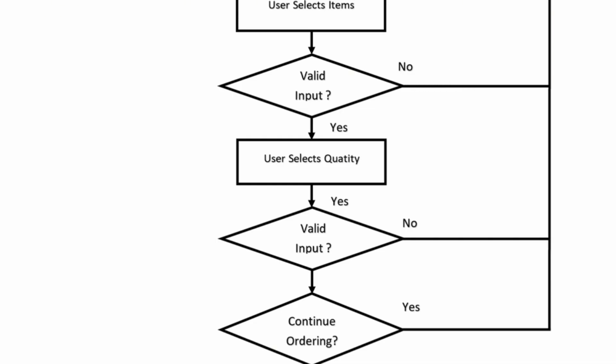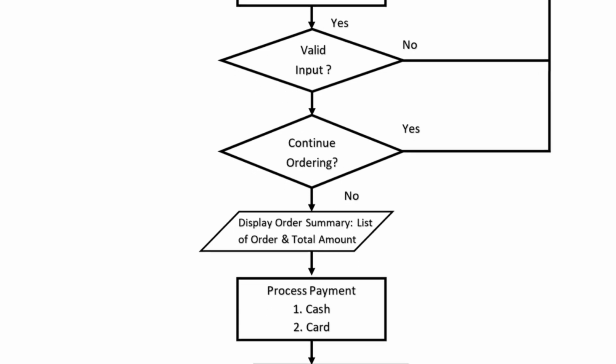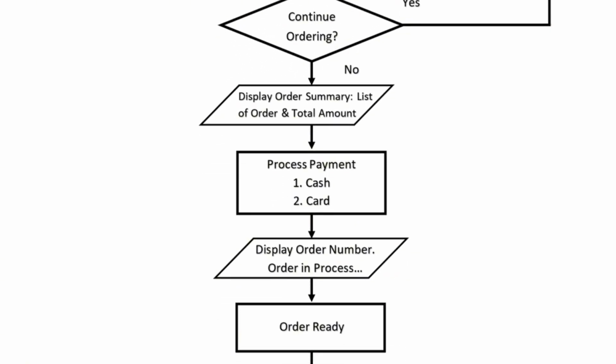After choosing, the user is prompted to put the quantity. The selected items and quantity are then added to the order. The system allows users to continue adding items or proceed to the summary and payment stage. In the order summary phase, the system calculates the total cost of the selected items. Each item, along with its quantity and cost, is displayed on the LCD.